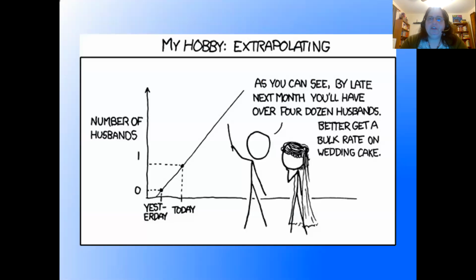Here's another example of extrapolation. So we have this woman who just got married. And yesterday she had 0 husbands. Today she has 1 husband. As you can see, by late next month, you'll have over 4 dozen husbands. Better get a bulk rate on a wedding cake. Cute. Okay.